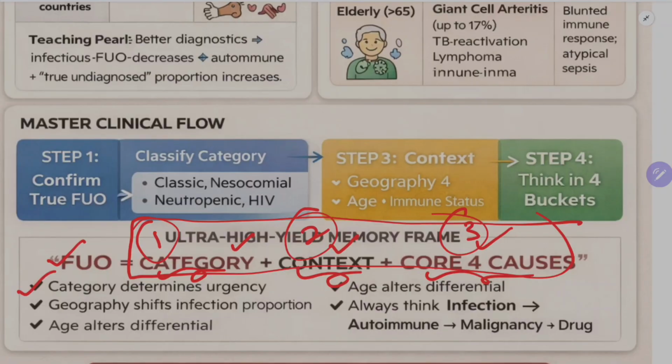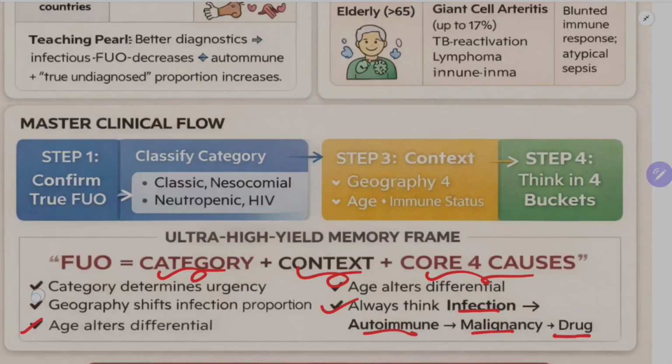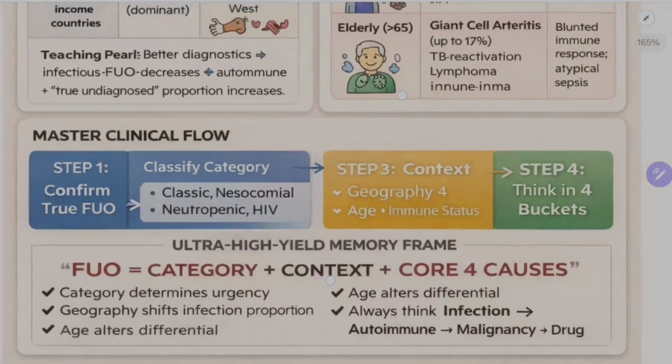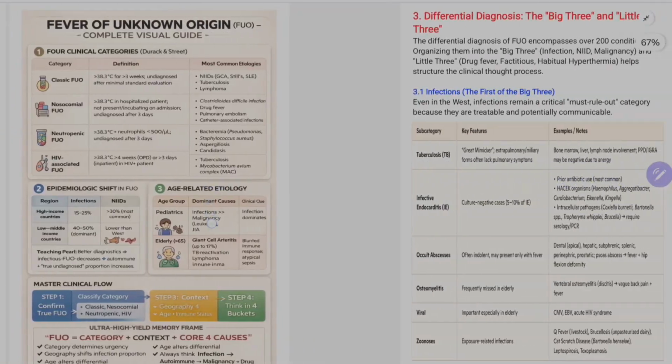Category determines urgency. Geography shifts infection proportion. Age alters differential diagnosis. Okay, always think of infection first, then autoimmune disorder, then malignancy, then drug. This should be the thinking process in the mind. Okay, so this much we have learned.